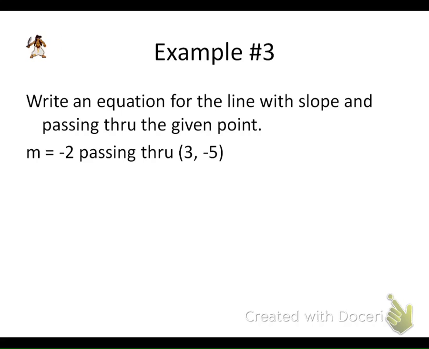So for example 3, do we know m? Yep. Do we know b? No. So that's going to be the issue. So I'm going to write m equals negative 2. b equals, I don't know. But I can find it because I can use this for x and y. Remember, any point on a line should make the equation true. So I can replace y with negative 5 and x with 3 to see what b would need to equal.